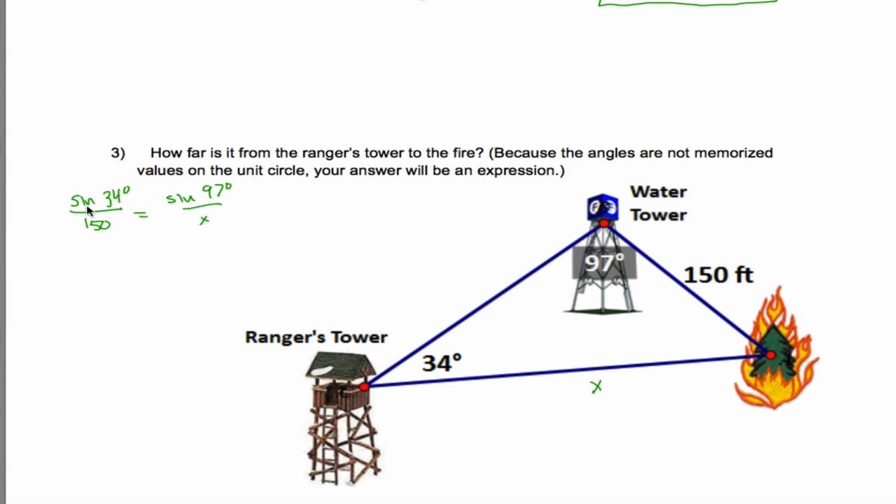So if I multiply my x to the top and then multiply the 150 to the top and divide the sine of 34 to the bottom, I'd get x is equal to 150 sine of 97 degrees divided by the sine of 34 degrees. And since those aren't values off the unit circle that you have memorized, that's a perfectly good answer, just like that. So that's the answer to this problem, and I guess that's the end of this quiz.